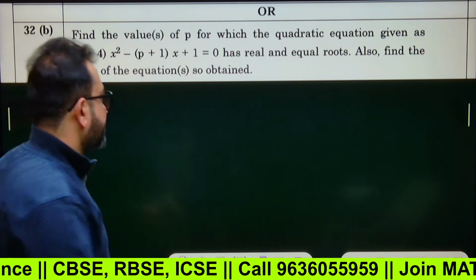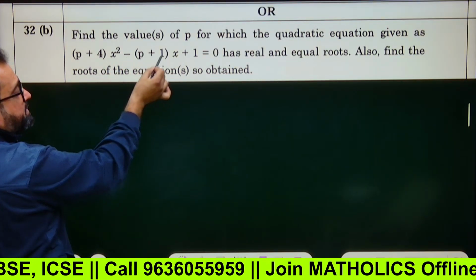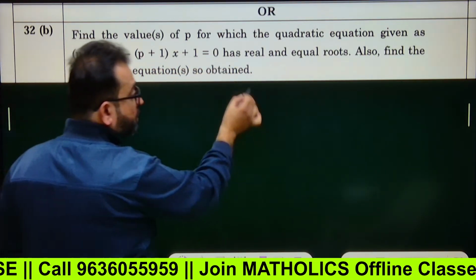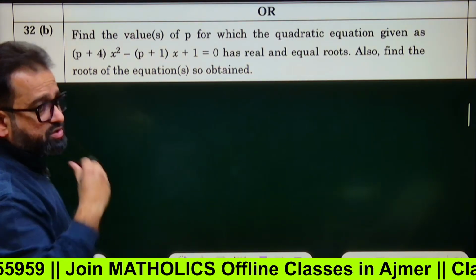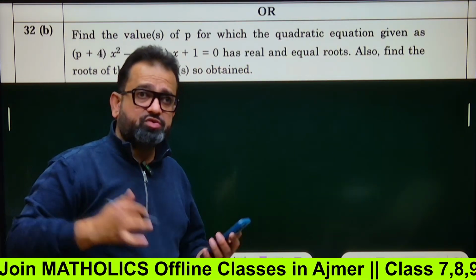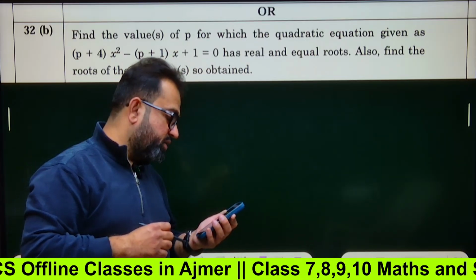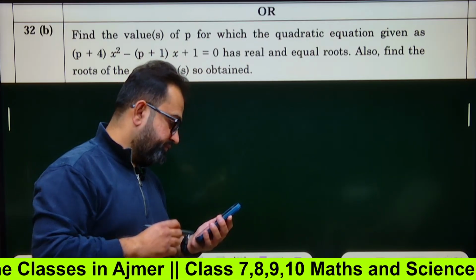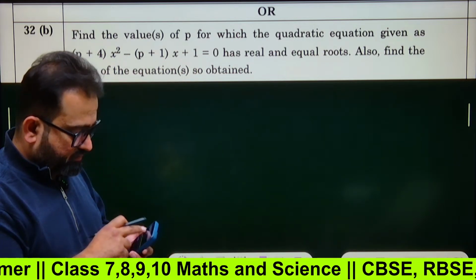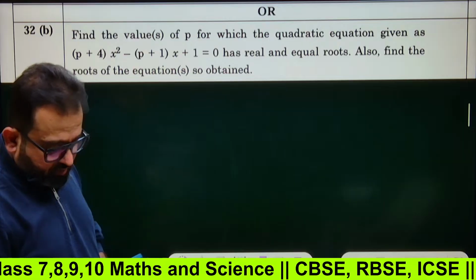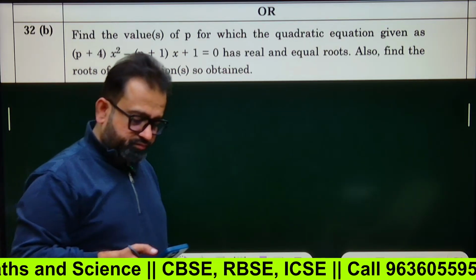Find the values of p for which the quadratic equation p plus 4 x square minus p plus 1 x plus 1 equals 0 has real and equal roots. Also find the roots of the equation so obtained. Now this question is to be solved. Yes, d greater than or equal to 0. Very good, Ritik. Excellent. I think okay. This I have told you earlier also.